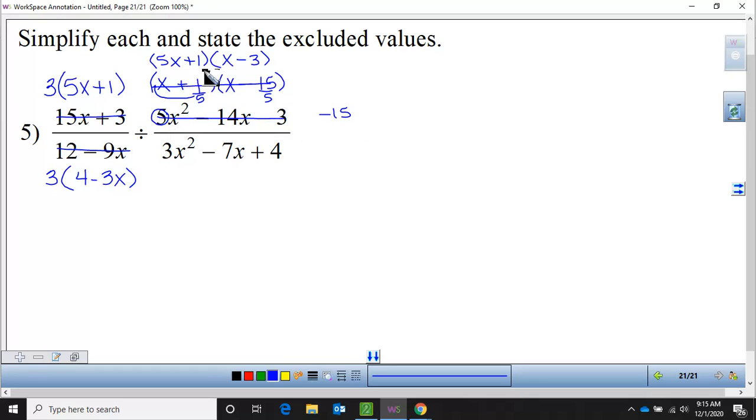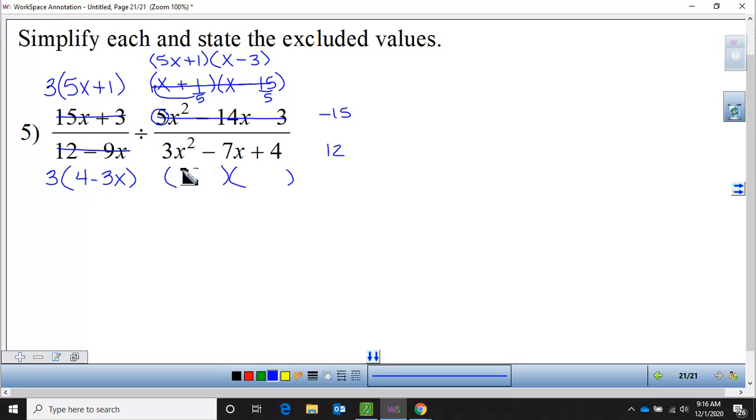Like I said, this is only one method. If this one doesn't work for you, there's several others out there. I'm going to use that same method to factor this trinomial below. They don't have something in common, so I'm going to multiply my first term times my last term, and that gives me 12.